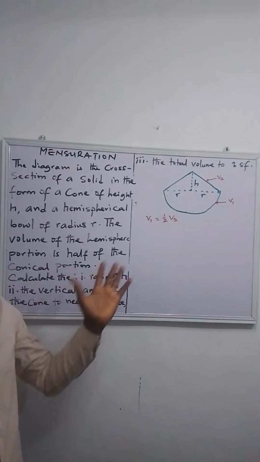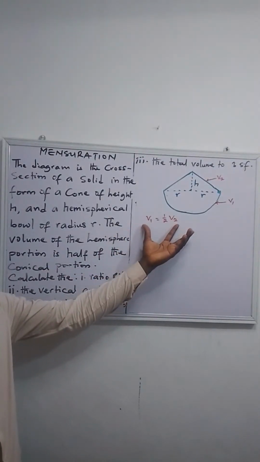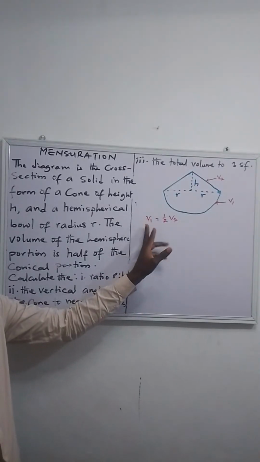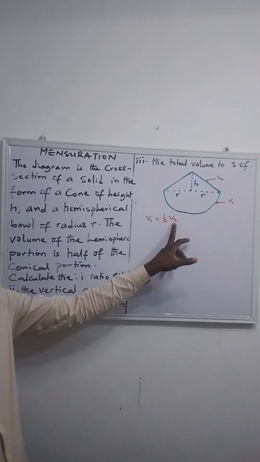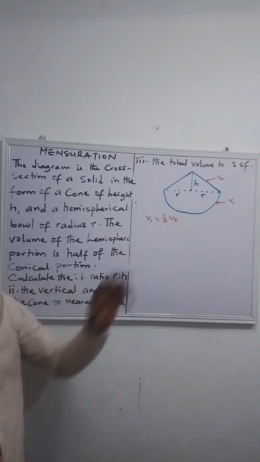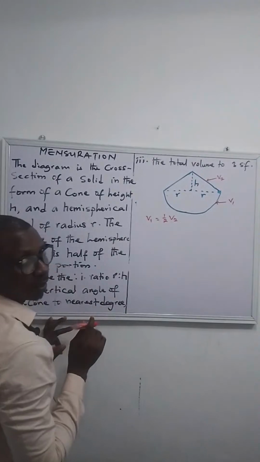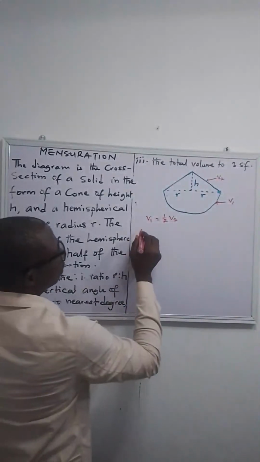Now, what I need to do, since this relationship has been given, is get the formula for the hemisphere and the formula for the cone. Now, what is the formula for the volume of a hemisphere? All right, so that's going to be what?